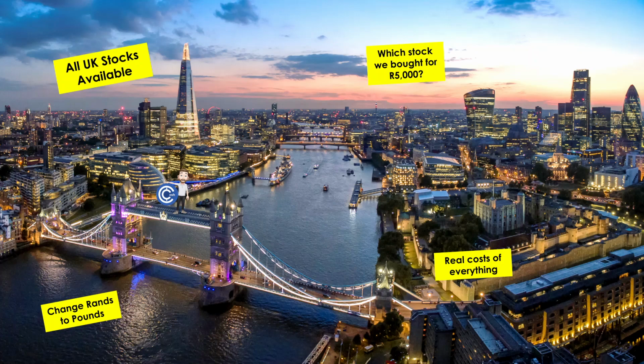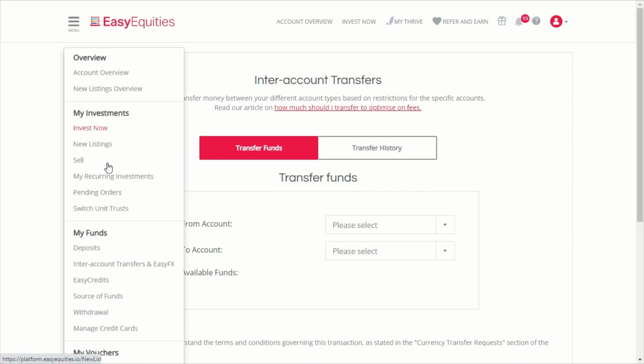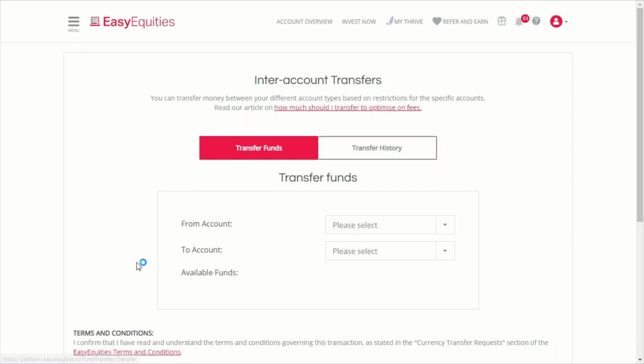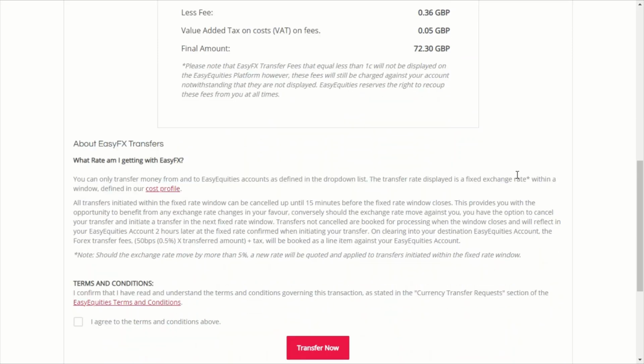So first things first, sending money to pounds is pretty easy. Click your menu on the top left, go down to inter-account transfers and Easy FX, then select your from account as ZAR and the to account as GBP or Great British Pounds. For this one, we're moving over 1,500 Rand. The total cost is 41 pence, which is 8 Rand 27 cents, or 0.55%, which is very reasonable.